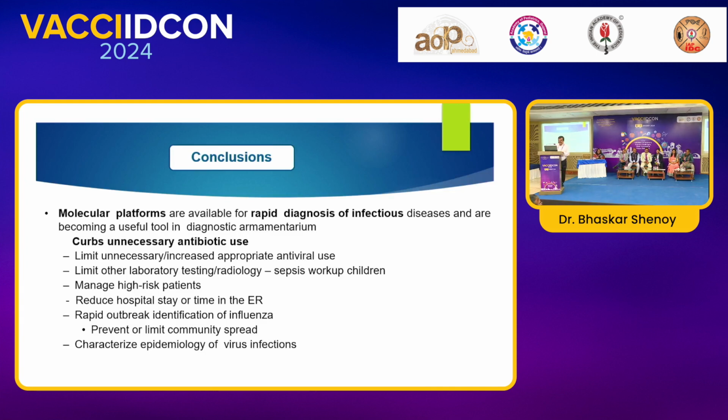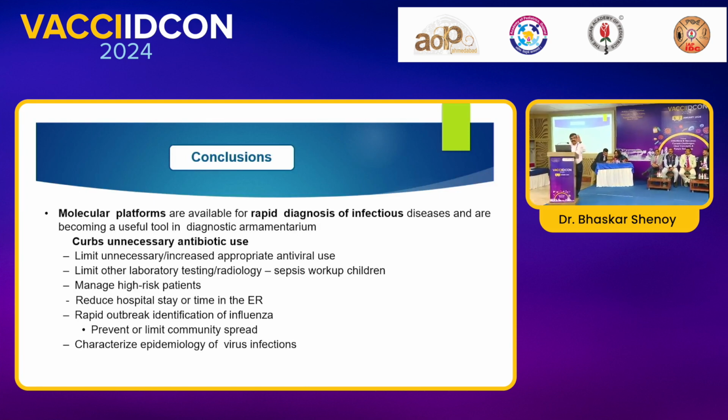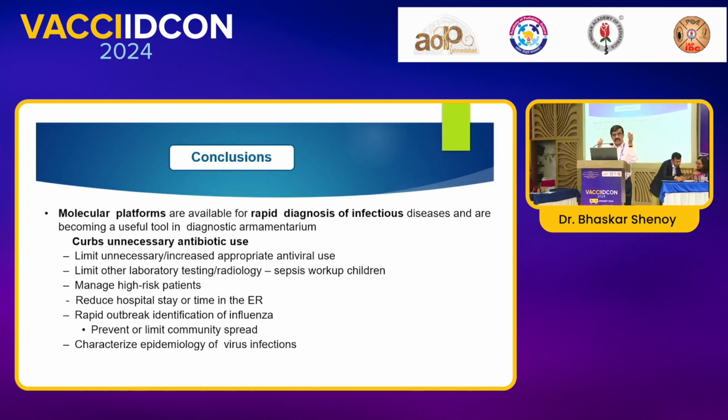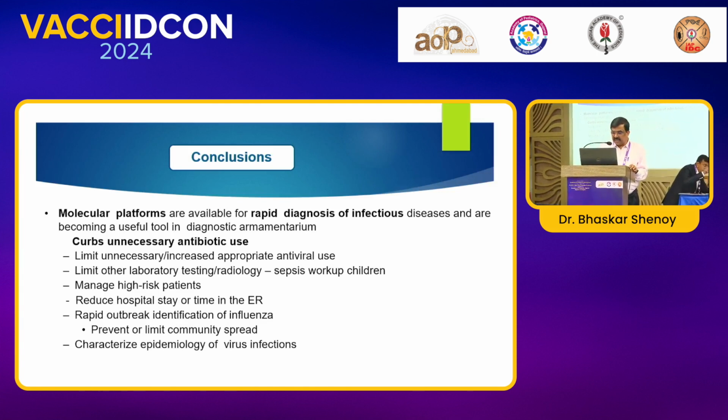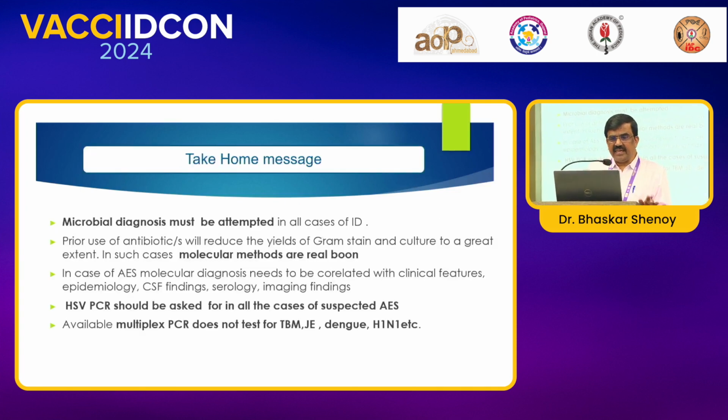Okay. As we discussed, molecular platforms are available for rapid diagnosis. It definitely has a curb on antibiotic misuse. It limits antiviral use also, limits unnecessary investigations, and helps in the management of high risk patients and prevention of outbreaks. It reduces hospital stay, and with early diagnosis, mortality and morbidity can be less. They are a real boon.